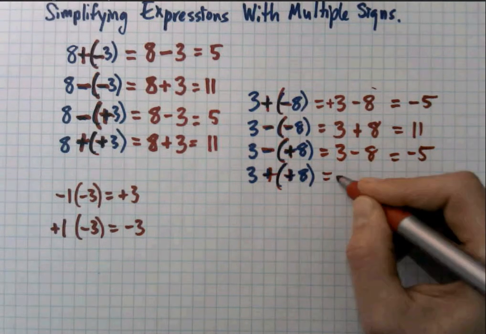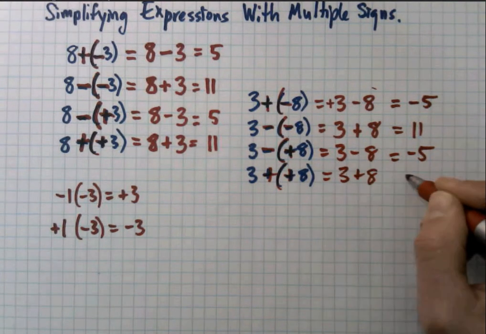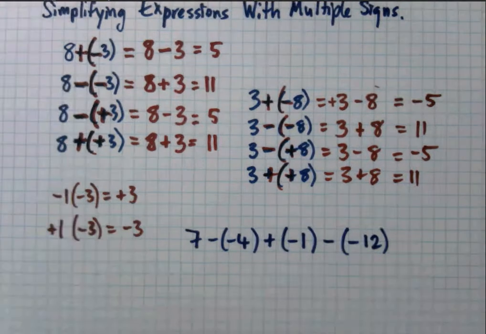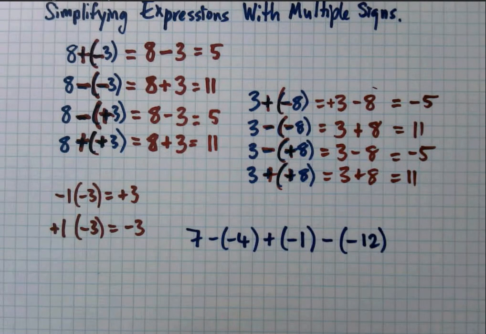Let's put up one final example. So here's a nice long one to give you a good reason to take notes instead of just trying to do it all in your head. It says 7 minus -4 plus -1 minus -12. So I'm going to use my algebra technique, and rather than moving left to right, I'm going to rewrite it below. And just to highlight, these are the signs that I'm going to be condensing to make this more simple.